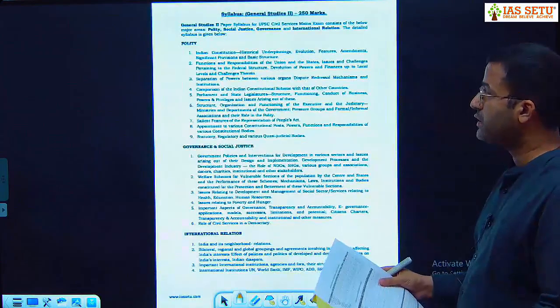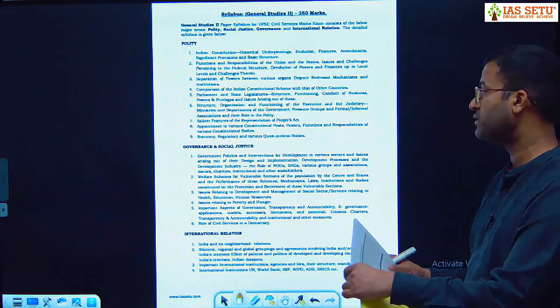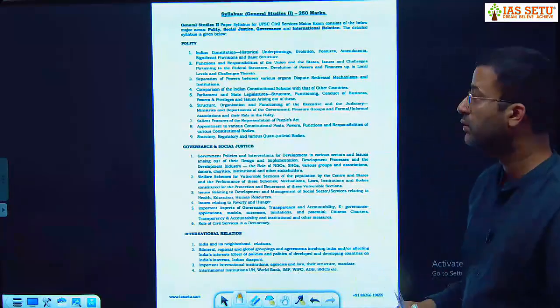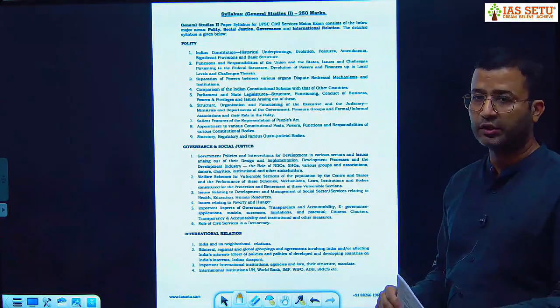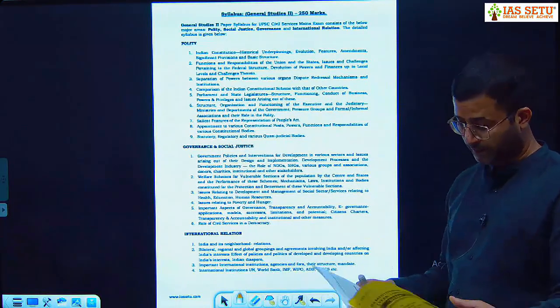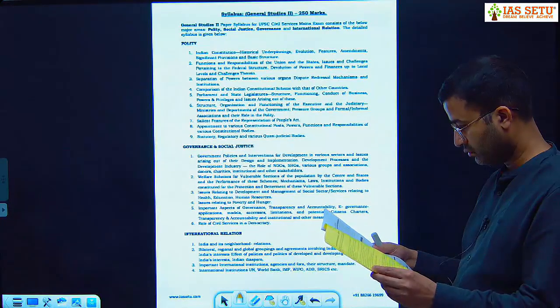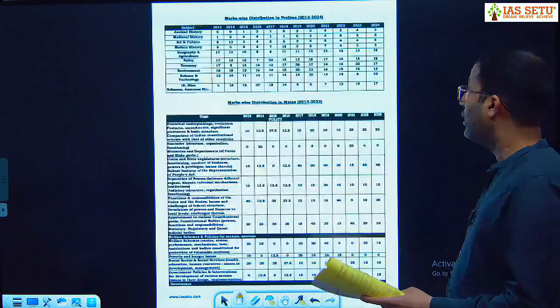Here we have given the syllabus. GS Paper 2 we divide in 3 parts. We have polity, governance, social justice and IR, so you can say 4 parts. Or you can say 3 parts: polity, governance and social justice you can take together, then IR.